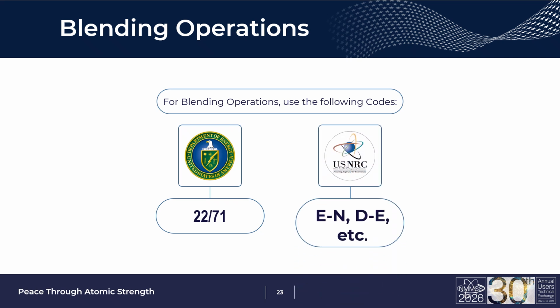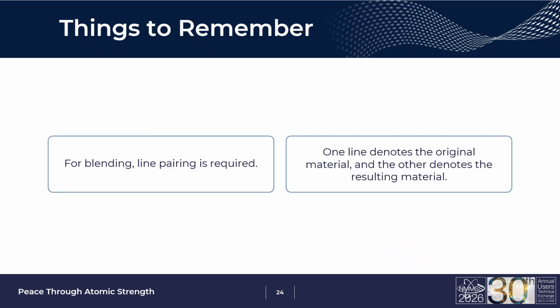For NRC licensee facilities, report alpha codes to represent the source material and the resultant material. For example, if material was blended from enriched to normal, it would be the alpha code EN. Additionally, remember that for blending, line pairing is required. One line denotes the original type of material, and the other line denotes the resultant type of material.